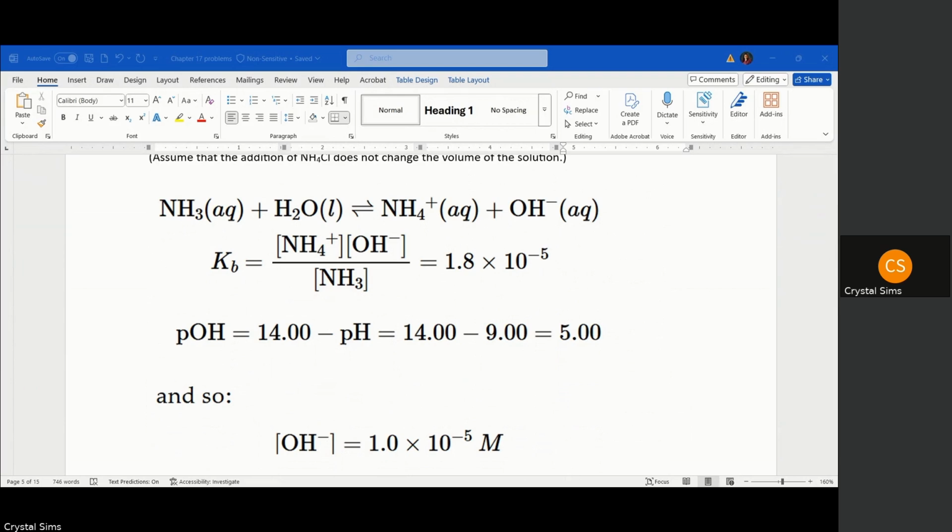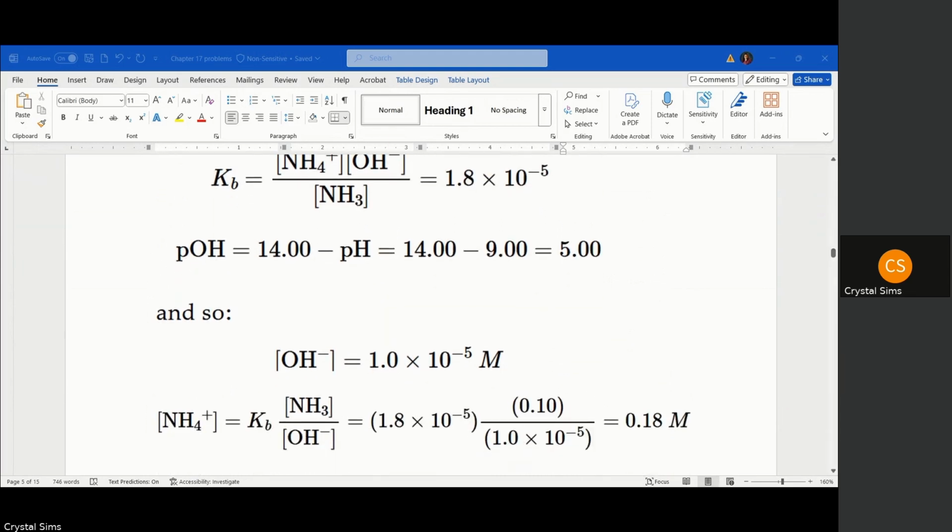Kb is small, right? 1.8 times 10 to the negative 5. The common ion is present, which is the NH4+. The equilibrium concentration of NH3 is going to equal its initial concentration, which is 0.10 molar. So let's rearrange our equilibrium expression to solve for NH4+, because remember, what we're trying to figure out is how much of the ammonium chloride we need to add. And the chloride has no bearing on it. We're looking at just the effect here of the ammonium. So we need to solve for our ammonium concentration.